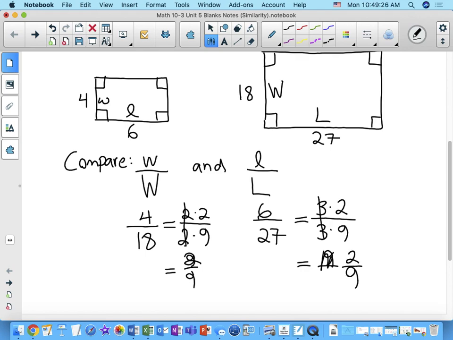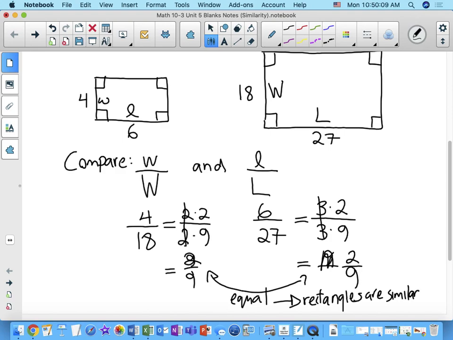Okay, what do we find about these two proportions? What do you see about these two proportions? They're equal. Yeah. Okay. What does that mean about these two shapes? What does that mean, if the proportions are equal? They are similar. Yes. Rectangles are similar.